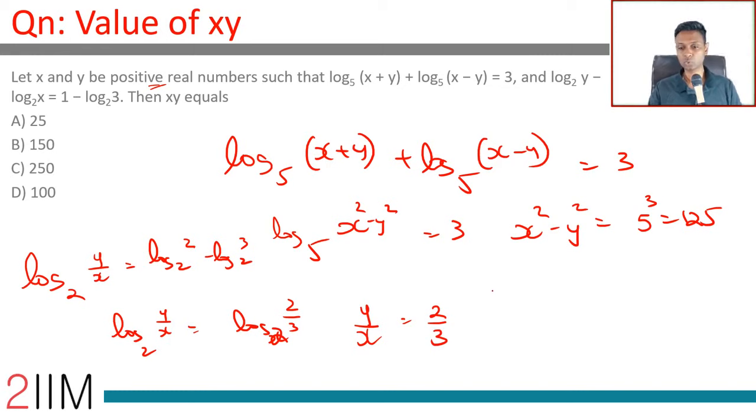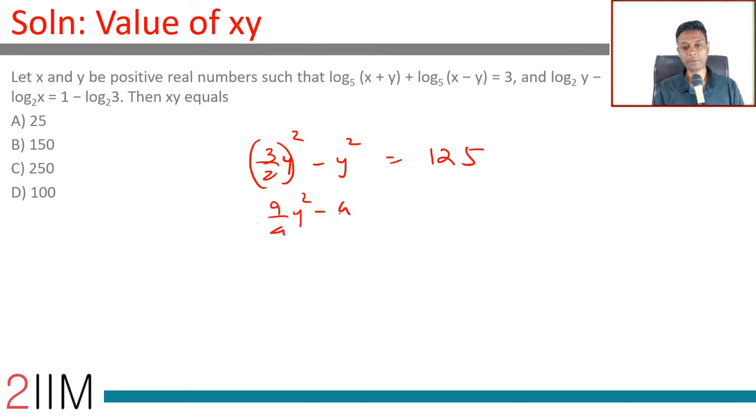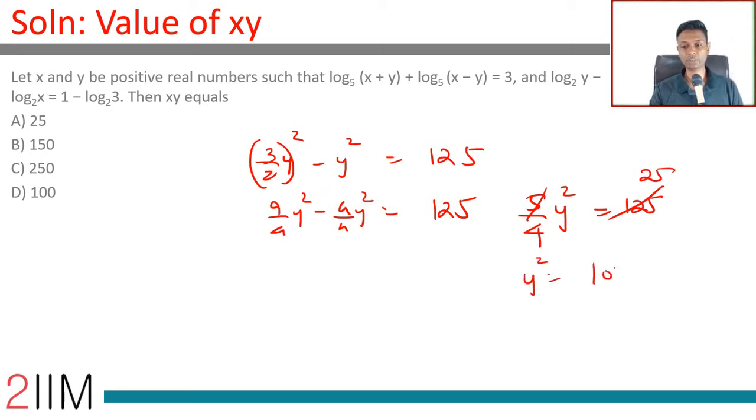So x is 3 by 2 y. And so substitute that: 3 by 2 y whole square minus y square is 125. So it's 9 by 4 y square minus 4 by 4 y square is 125. 5 by 4 y square is 125. 125 by 5 is 25. Y square is 100. Y is 10. Wonderful.